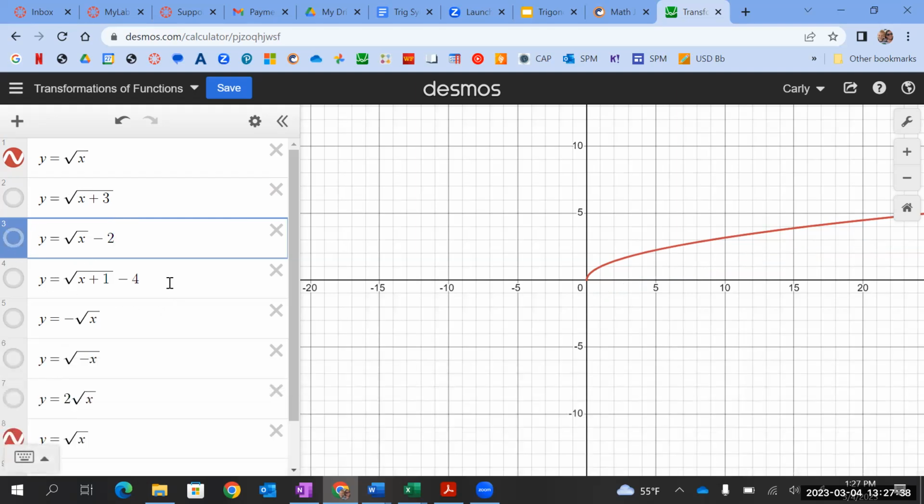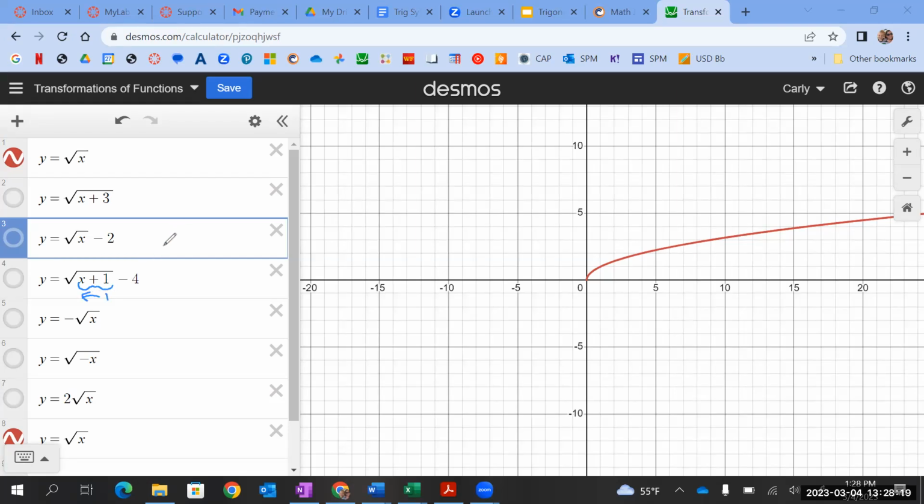So now let's take a guess on this next function here, where we have y equals the square root of the quantity x plus 1 and then minus 4. So how do we handle this? We go one at a time. So we can see there's adding and subtracting inside the function. So that's going to take us left or right, opposite direction as the sign. So since it's plus 1, that will show us that we move left 1 unit.